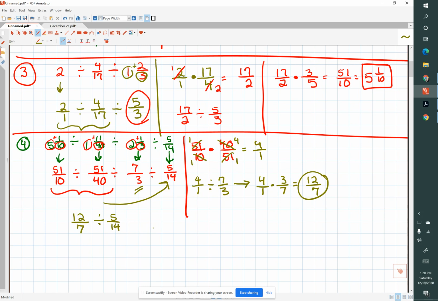Using keep, change, flip, 12 over 7 multiplied by the reciprocal, which is 14 over 5. And do you see that 7 and that 14? 7 divided by 7 is 1. 14 divided by 7 is 2. 12 times 2 is 24. 5 times 1 is 5. Let's convert that to a mixed number. So I'll divide 24 by 5. 5 times 4 is 20, with 4/5 left over. So that will be 4 and 4/5 as our final answer.